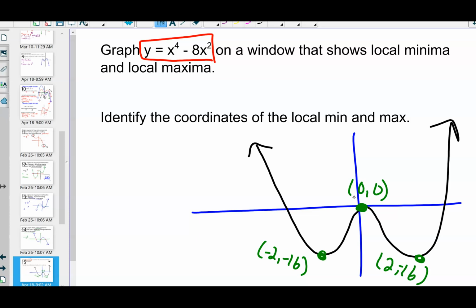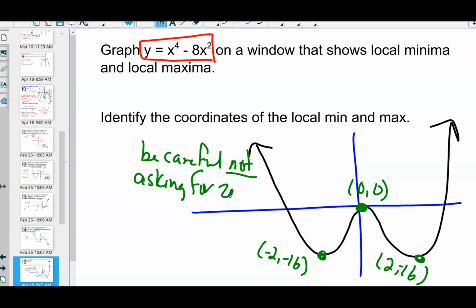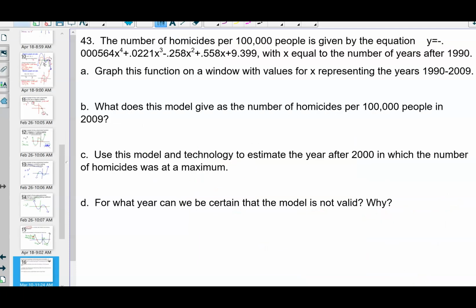I'm going to say be careful, it's not asking for zeros. So I know that that's a 0, that's a 0, and that's a 0, but it's not asking for the zeros. So identify the coordinates, which we already did, and we're moving on to our last problem for the 6.1 section. So 43, the number of homicides per 100,000 people is given by that equation right there. Sorry, that starts right there. Where x is the number of years after 1990.